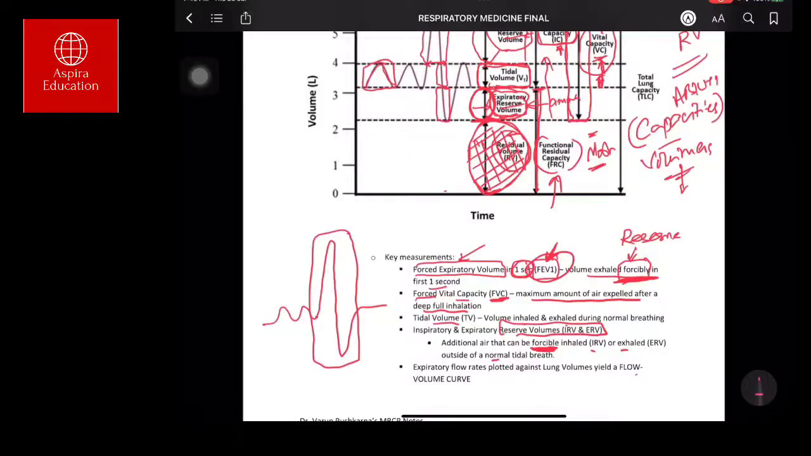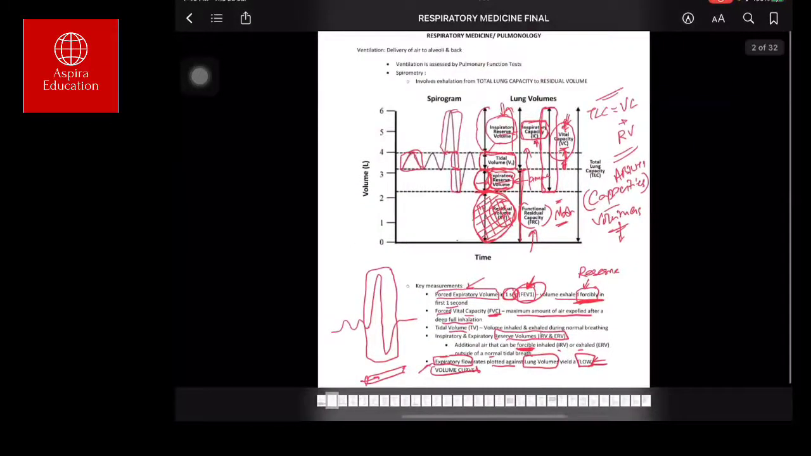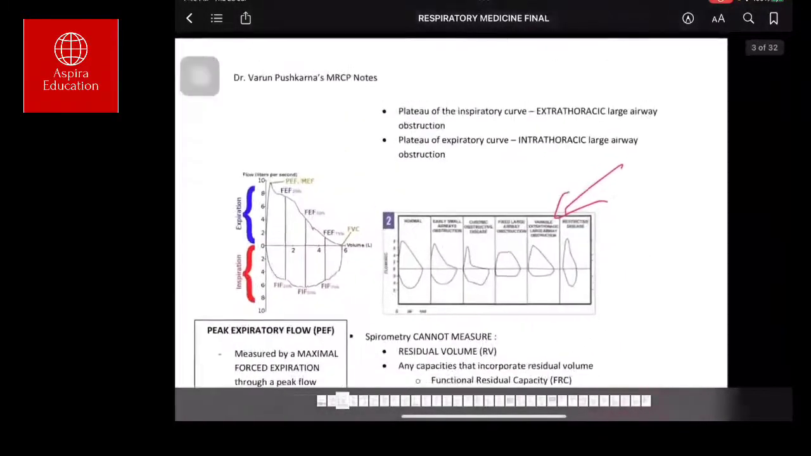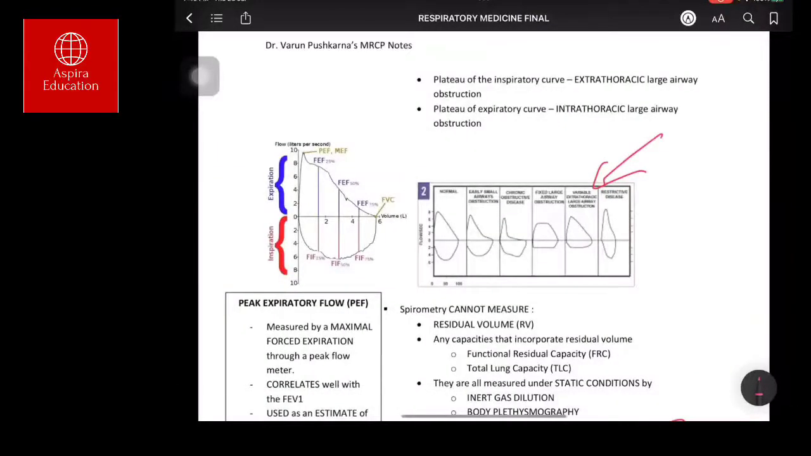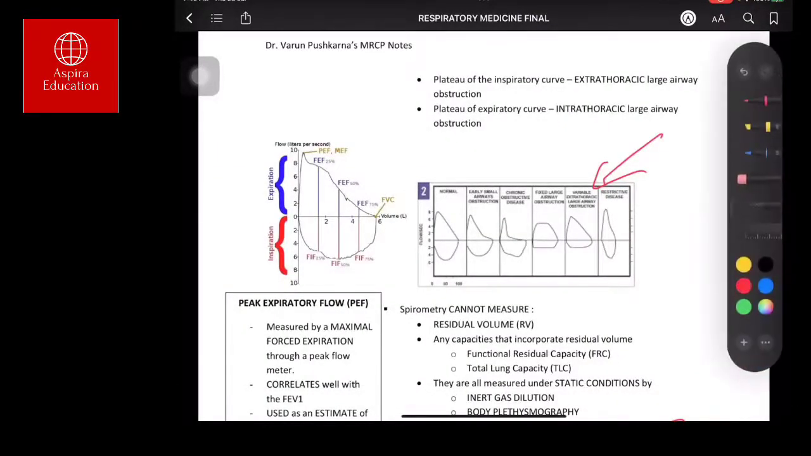Now, these flow rates, which are the expiratory flow rates, why? Because we actually blow into a device. So blowing is an expiratory phase. Blowing is expiration. So expiratory flow rates, if you plot them against lung volumes, give you the flow volume curve. Now, this flow volume curve can tell you a lot about a patient's condition, and in fact, you will get a lot of questions based on the flow volume curve.